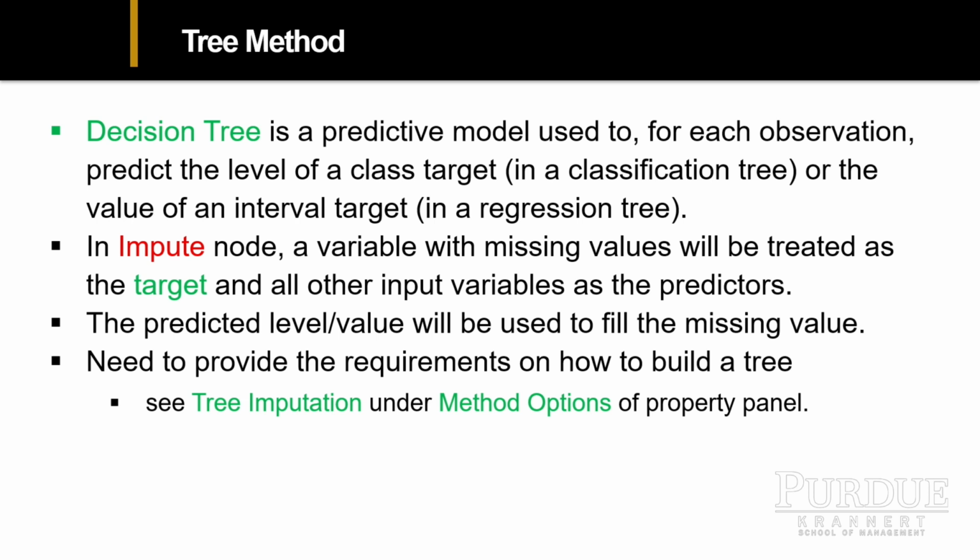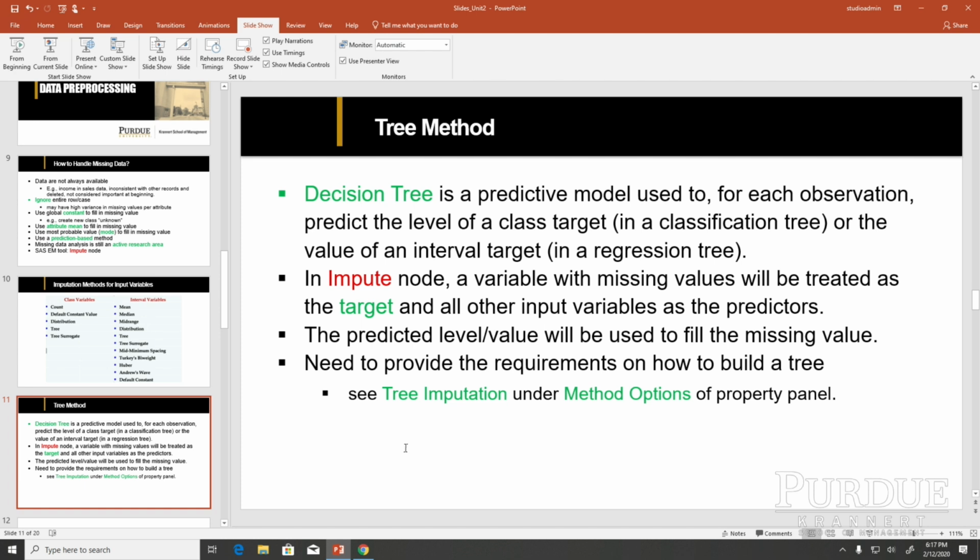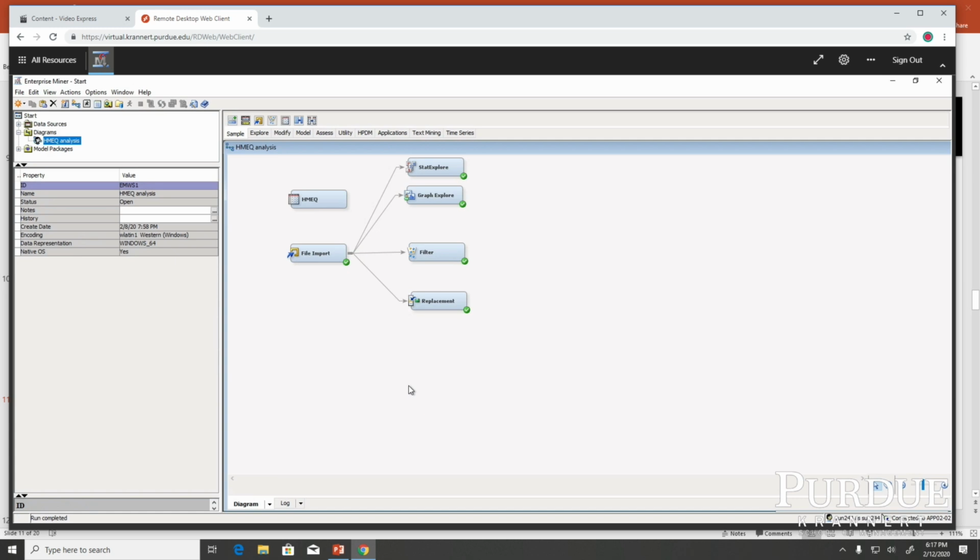In the Impute node, a variable with missing values will be treated as a target, and all the other input variables will be used as predictors. Then we fit a predictive model, a decision tree, and fill in the missing values with the predicted values. We can specify different method options in the tree imputation. In the future we'll discuss the details of the decision tree method, but for now let's just use it. Again, we're going back to SAS Enterprise Miner to look at how to use the Impute node in our analysis.